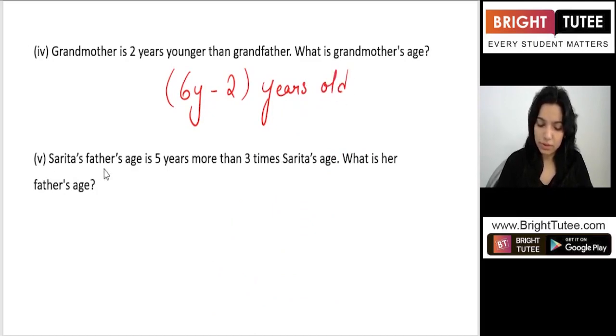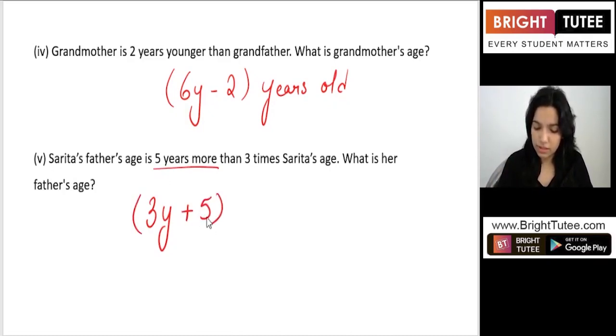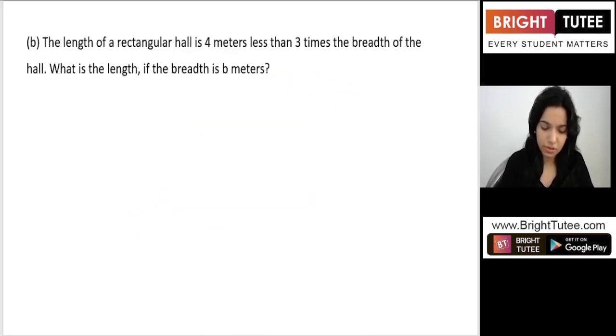Okay. Now Sarita's father's age is 5 years more than 3 times Sarita's age. What is the father's age? So it is 3 times Sarita's age. Sarita's current age is y, right? So 3 times y, that is Sarita's present age, and 5 years more in it, that is 3y plus 5. So this is Sarita's father's age, right? I hope it's clear. Moving to the next question.